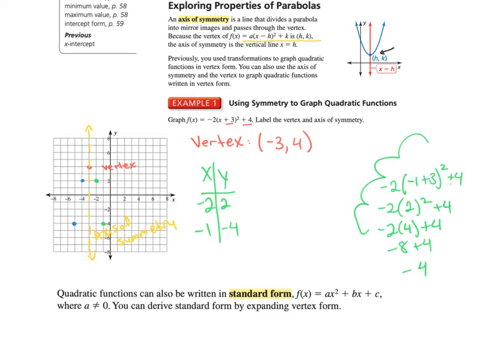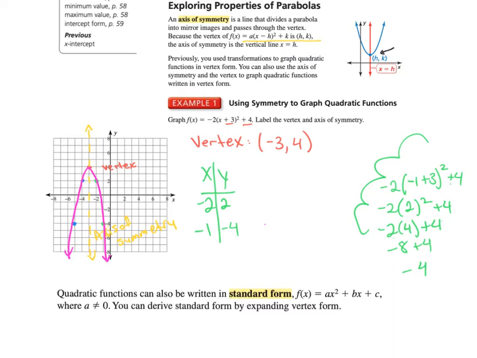So with half the work, we have a full parabola with plenty of points. So let's sketch. A nice smooth curve. So there's your parabola. We labeled the vertex and axis of symmetry, so just double checking that we did everything we needed to do. Okay, but that was with your quadratic function in vertex form.